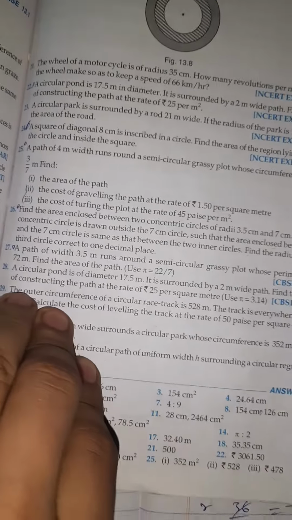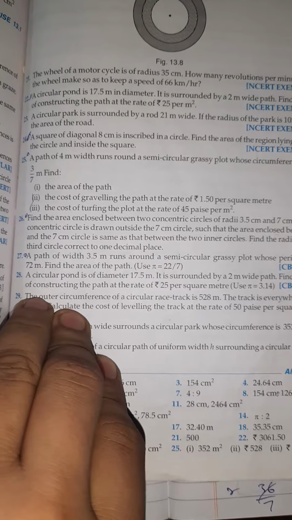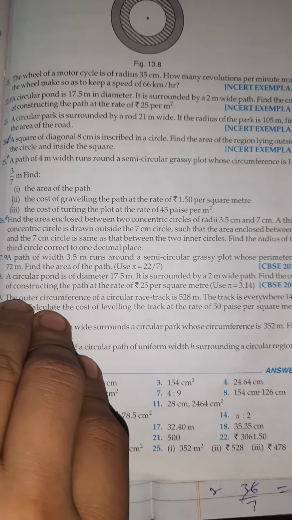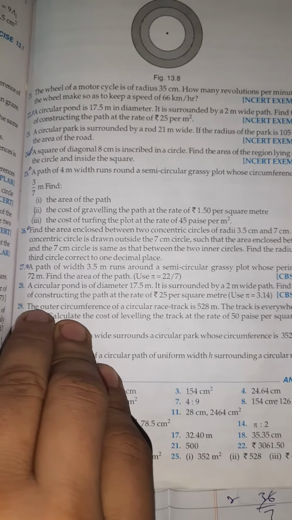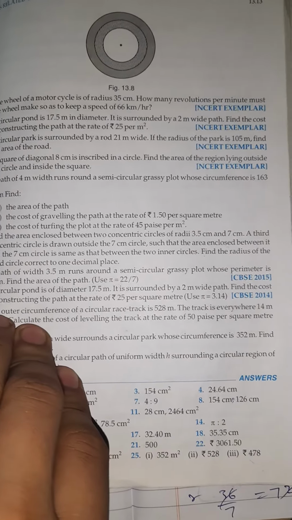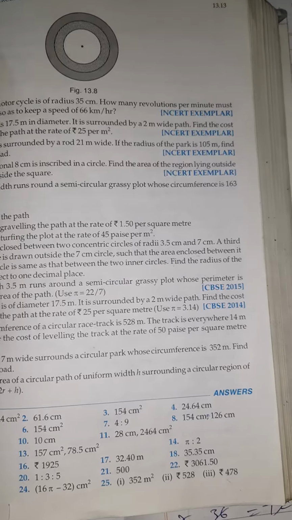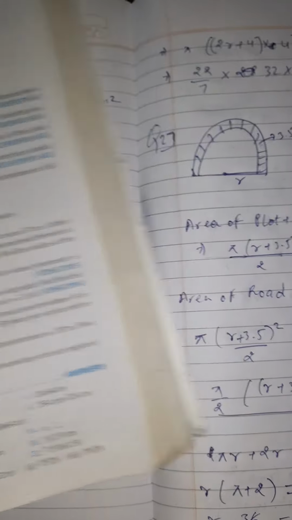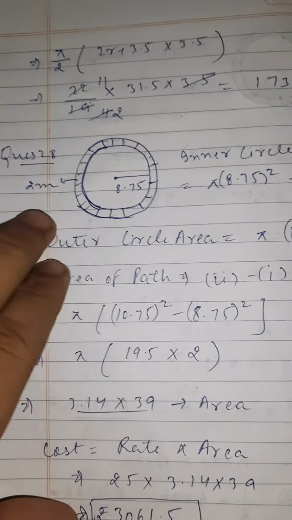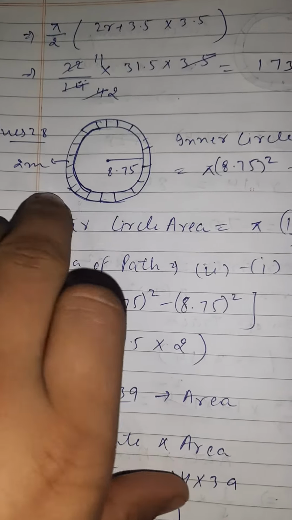So here is question number 28, and it's saying that a circular pond is of diameter 17.5 meters. It is surrounded by a 2-meter wide path. Find the cost of constructing the path at the rate of rupees 25 per meter square. We need to use the value of pi as 3.14. So I have made a diagram here.